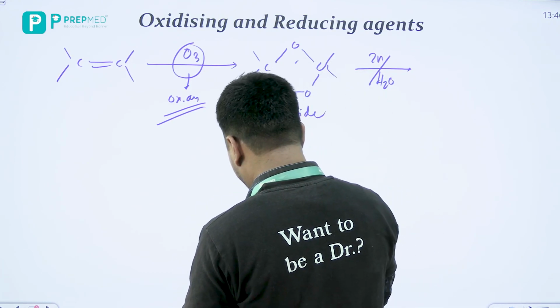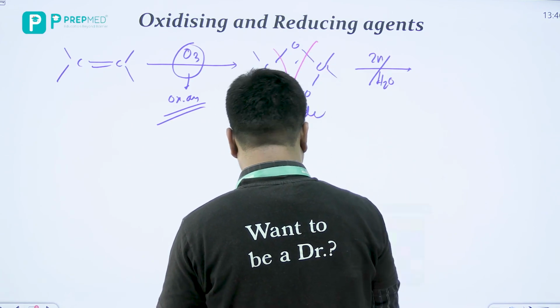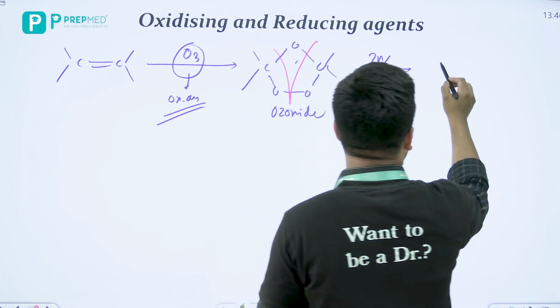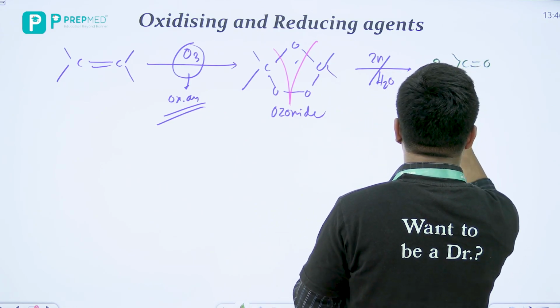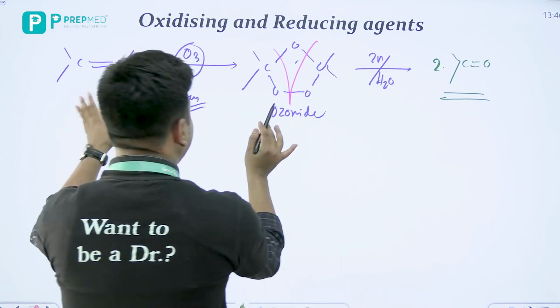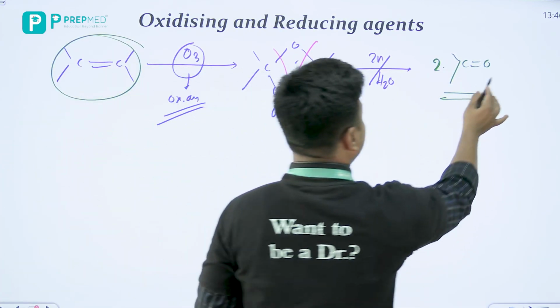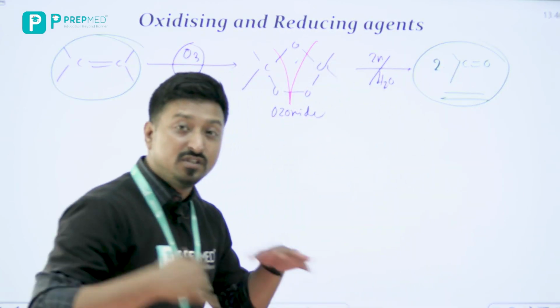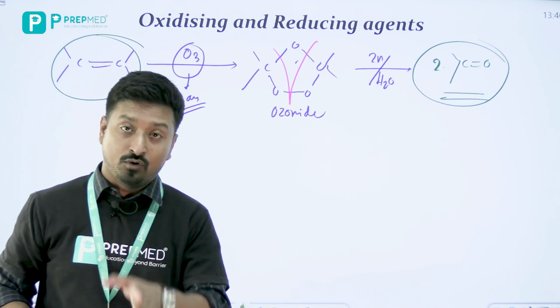then what will happen, beta? This will break from here, and finally the product we get is 2 molecules of the carbonyl group. That means here also we are converting a carbon-carbon double bond to a carbon-oxygen double bond, so this is also an oxidation. So ozone is also an oxidizing agent. This is very important.